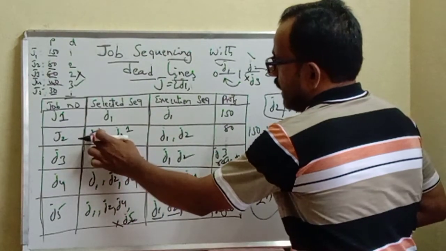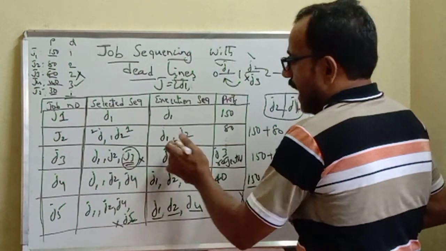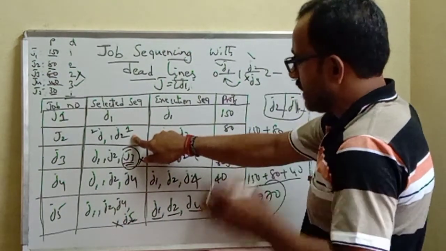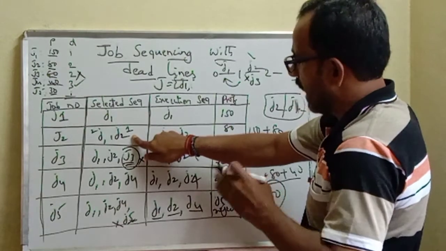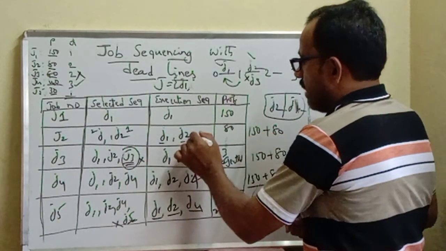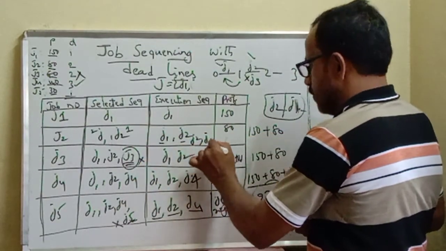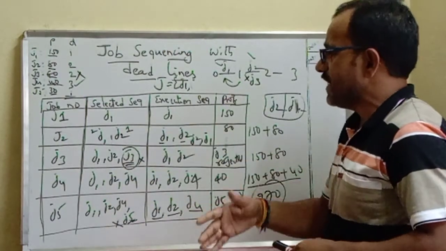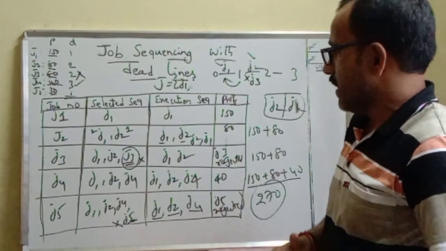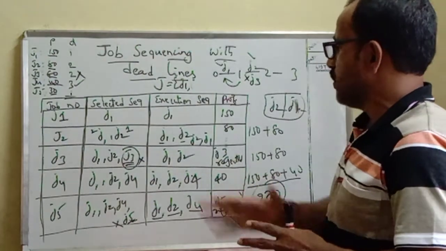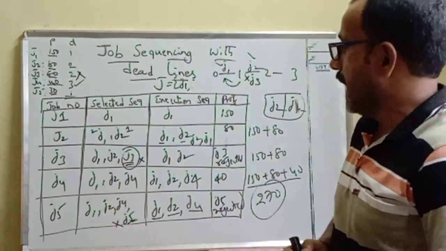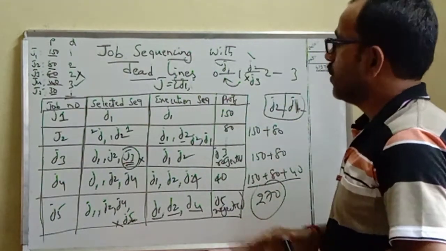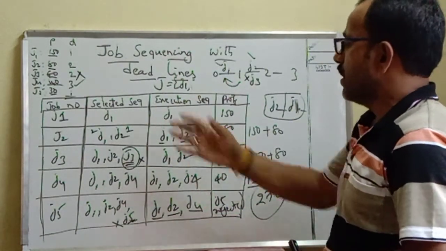Because J1's deadline is 2 units and J2's deadline is 1 unit, I cannot execute J1 followed by J2. J2's deadline is 1, which means I must finish J2 within time slot 1. So I must execute J2 followed by J1. That is why I take an execution sequence, because the selected sequence is sometimes not possible. We need to change the execution sequence based on the required deadlines. In this way I can solve any problem. You can take any example and solve it like this.